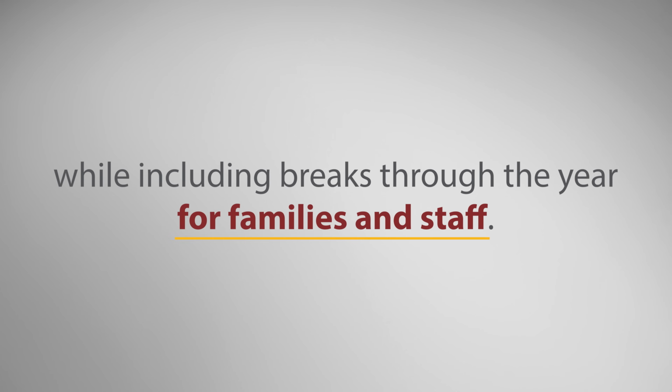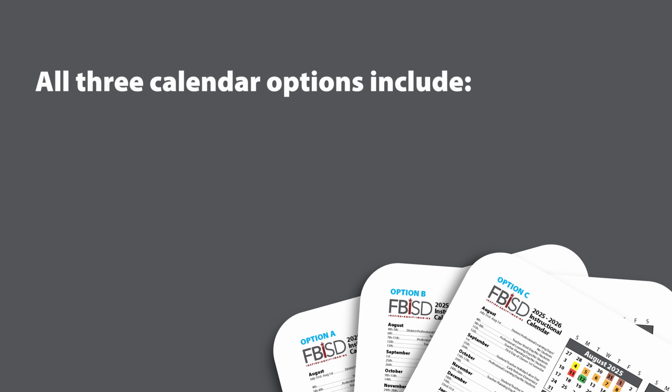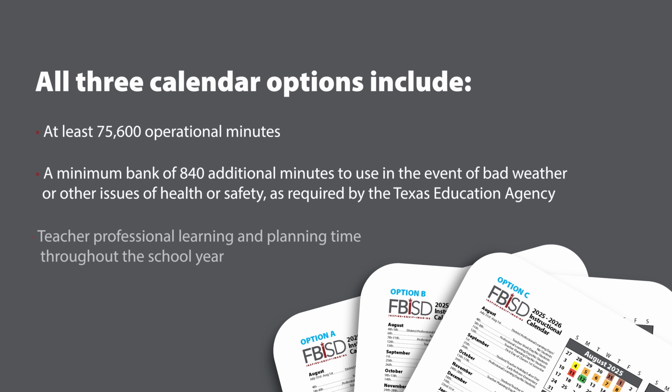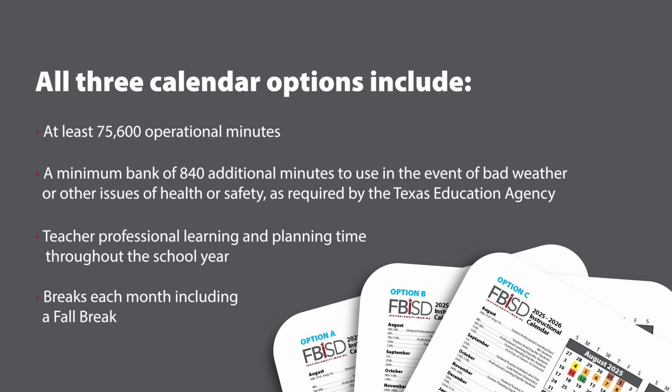for families and staff. All three calendar options include at least 75,600 operational minutes, a minimum bank of 840 additional minutes to use in the event of bad weather or other issues of health or safety, as required by the Texas Education Agency. They all have teacher professional learning and planning time throughout the school year. All three calendar options have breaks each month, including a fall break.